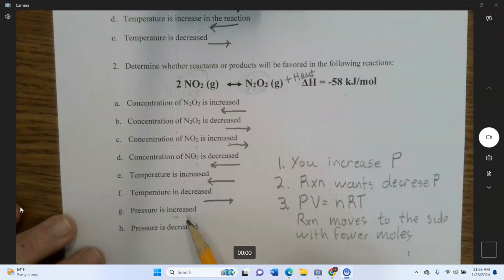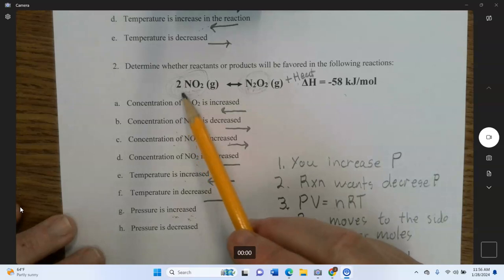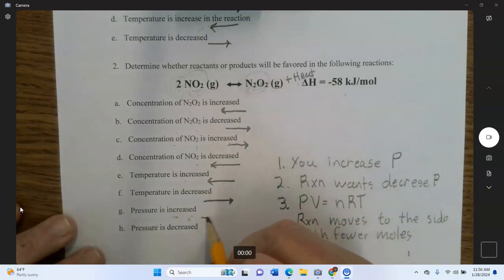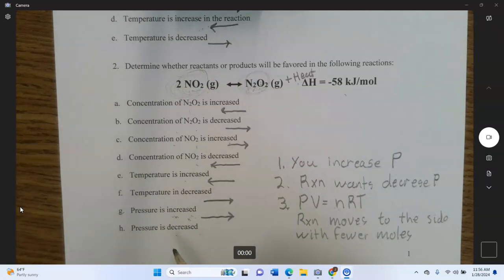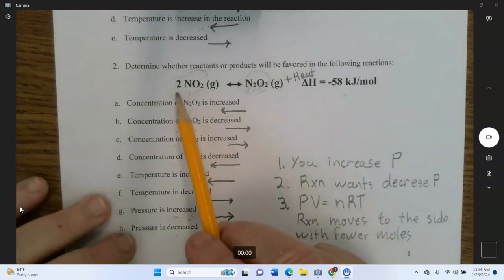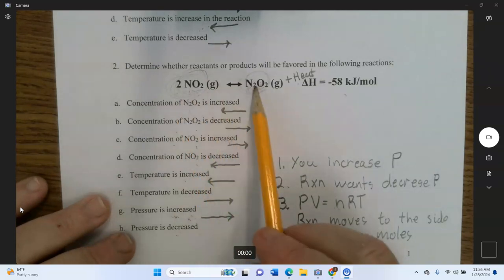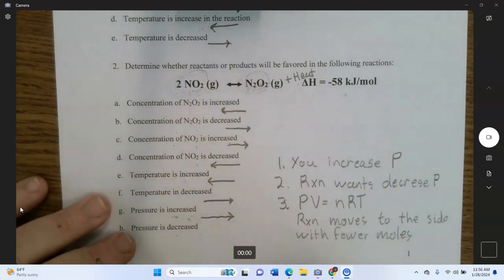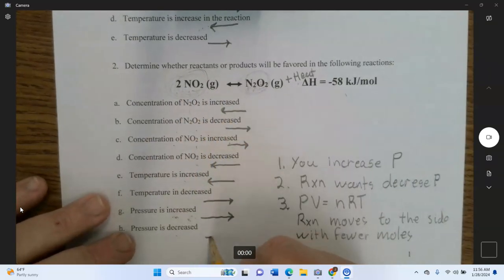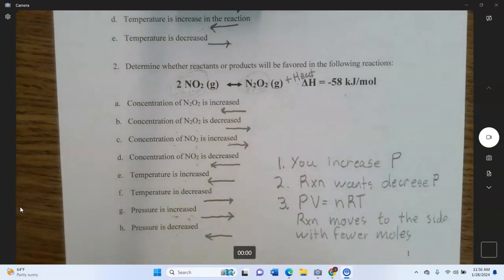If its pressure is increased, it wants to go back to decrease it, and to decrease it, it goes to fewer moles. So in this case, that would favor products. If the pressure is decreased, it's just the opposite. You decrease the pressure, the reaction says, I want my pressure back up to where it was before. So it's going to go to the side that's going to create more moles, so that's going to move from right to left, that's going to favor reactants. All right, and that's how Le Chatelier's principle works.